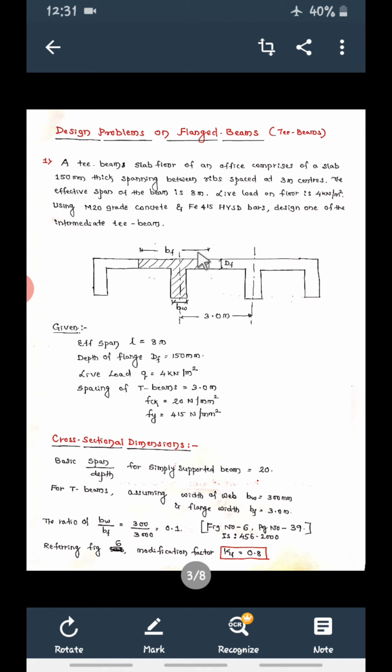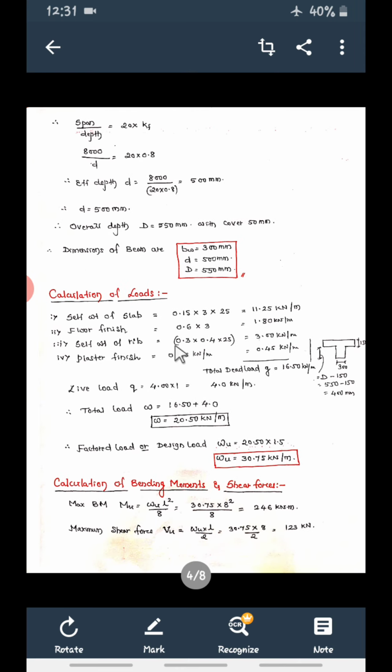So what is the length of the slab now? BF. What is the depth of the slab? DF. So BF into DF, into 25. BF into DF is the cross sectional area of the slab, and you multiply by 25. Now see, self weight of the slab. So 0.15. What is 0.15? It is the thickness of the slab, 150 mm. So 0.15 into 3 into 25.